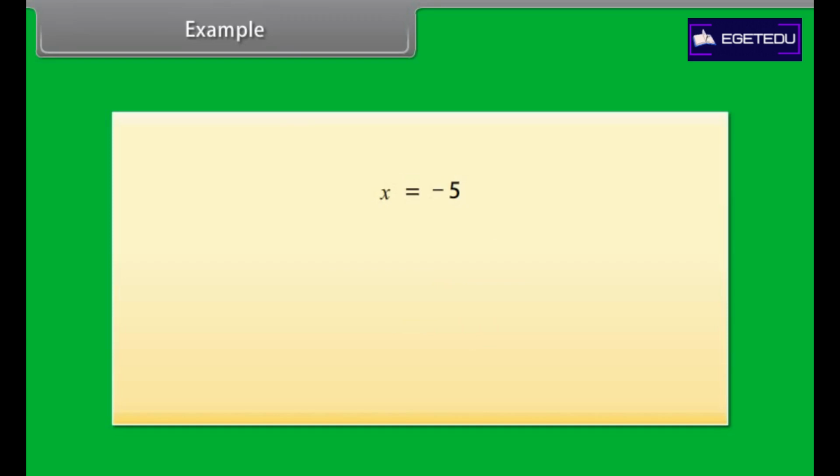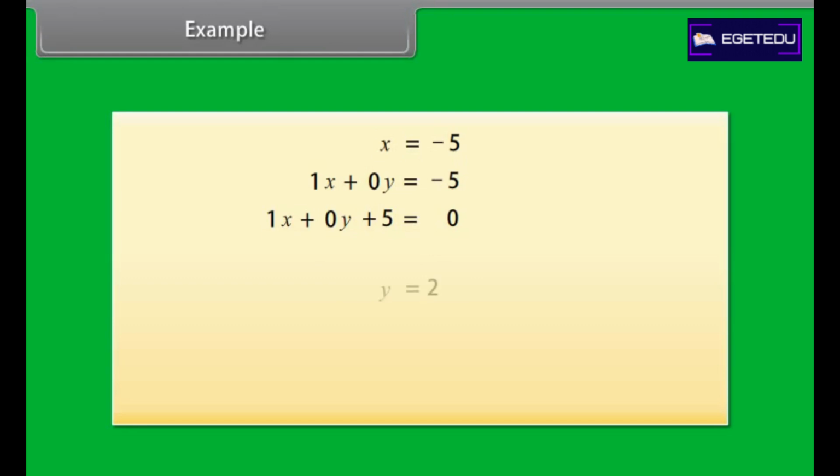Now look at this equation. We will write this equation in two variables. This can be written as 1x + 0y = -5, or 1x + 0y + 5 = 0.